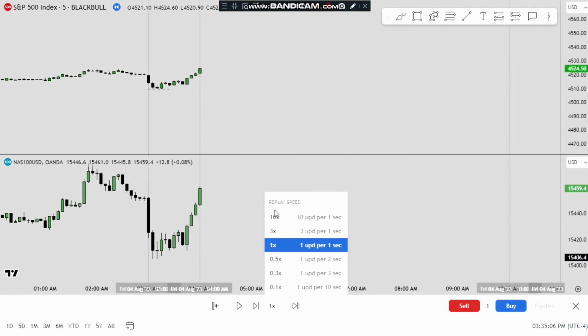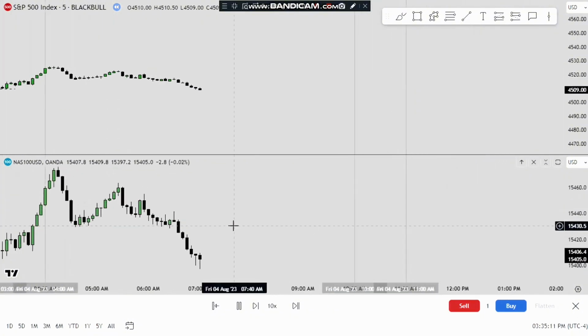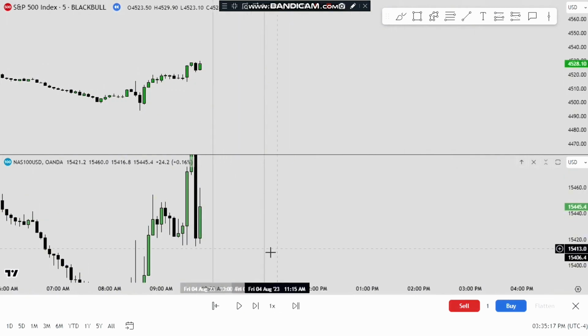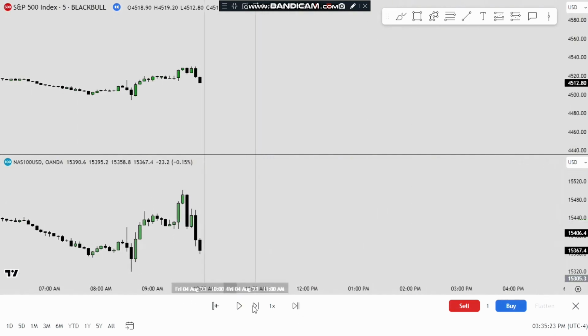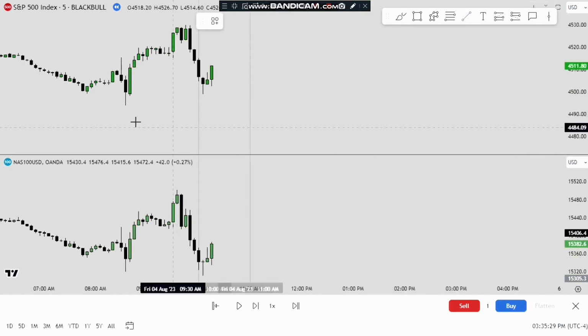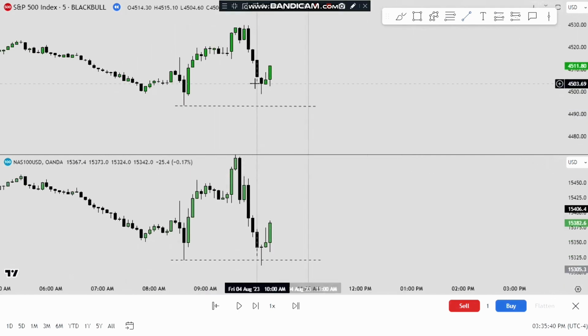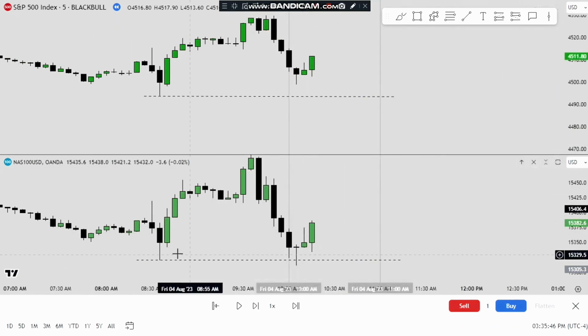Now I will again forward it, and let's see if we get any trade during the 10 to 11 a.m. Okay, so now I will slow it down. Let's see if we get any trade now. So you can see that this low isn't swept here. Okay, in the case of S&P, and here this low got swept. So now if you get any fair value gap on the 5 minute or 1 minute or 3 minute, you can enter, because there is a clear bullish divergence.